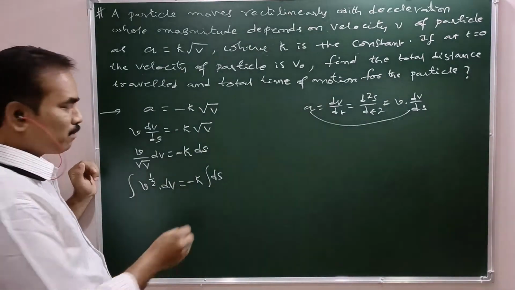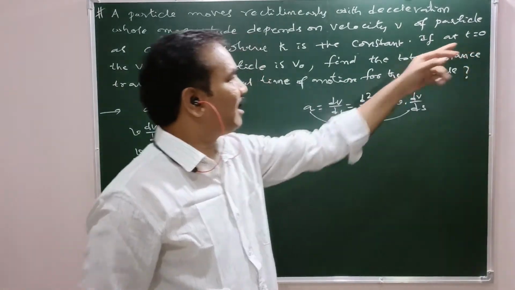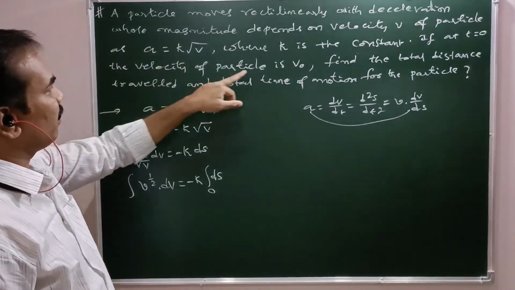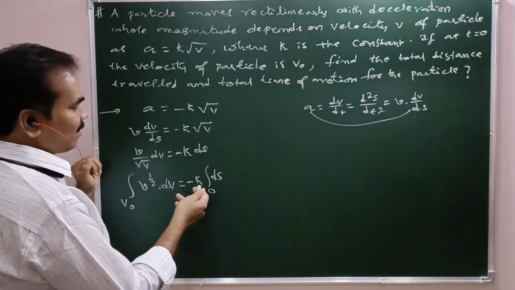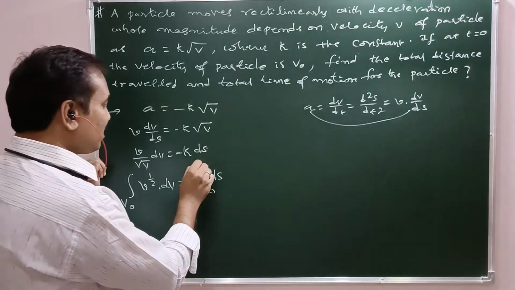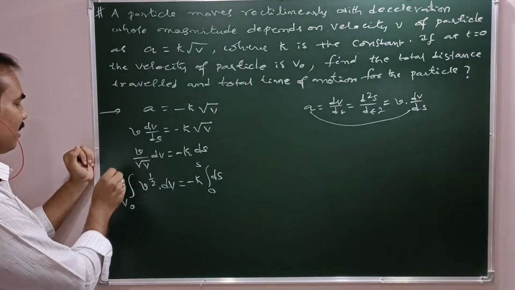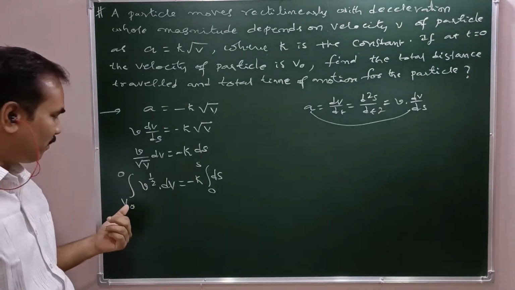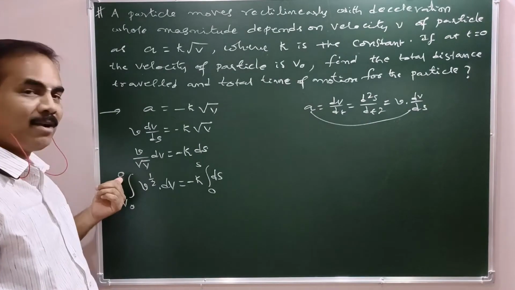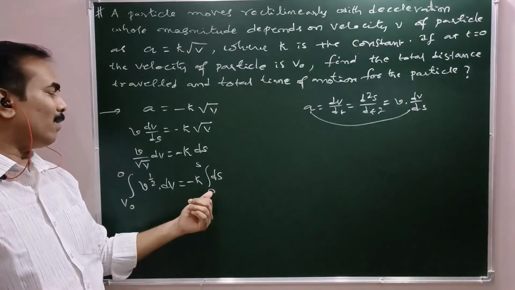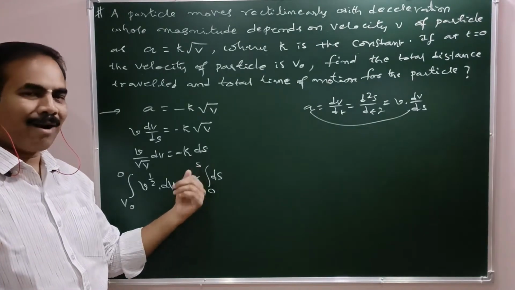What is the initial displacement? 0. What is the initial velocity at t = 0? v0. What is the total displacement covered before coming to rest? s. What about the velocity here? 0, since the initial velocity is v0 and, as the particle is under retardation, finally it comes to rest. So the limits for velocity are v0 to 0, and the limits for displacement are 0 to s, the total displacement s.